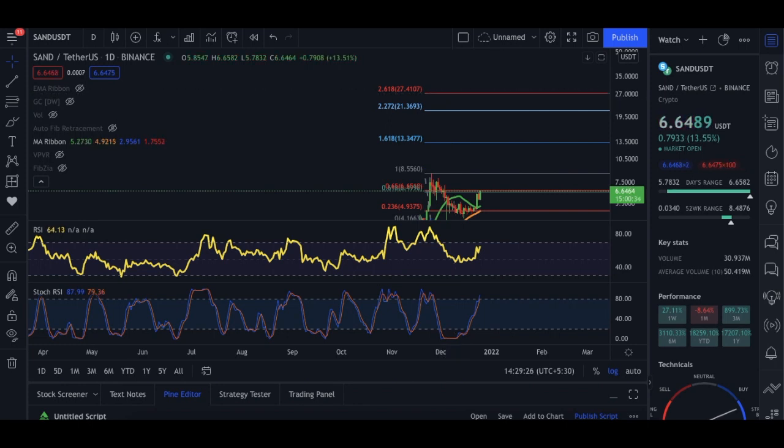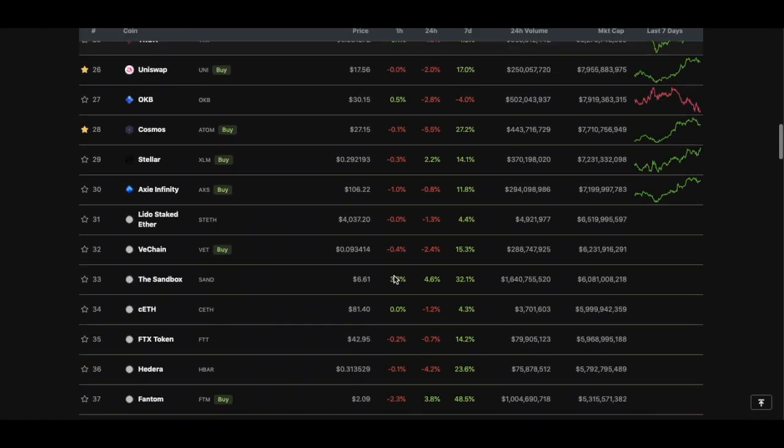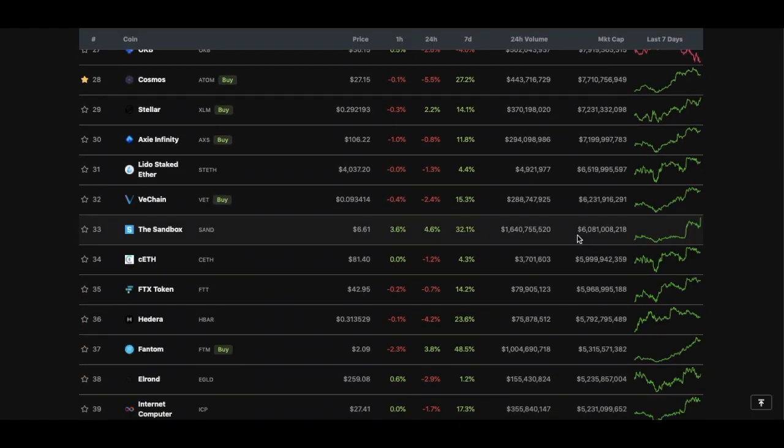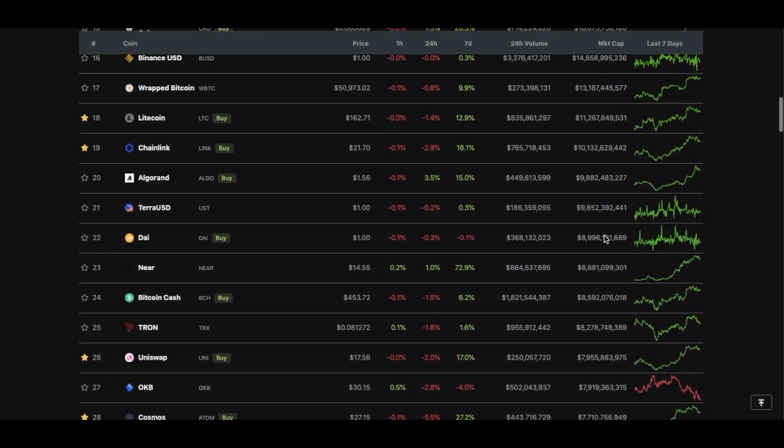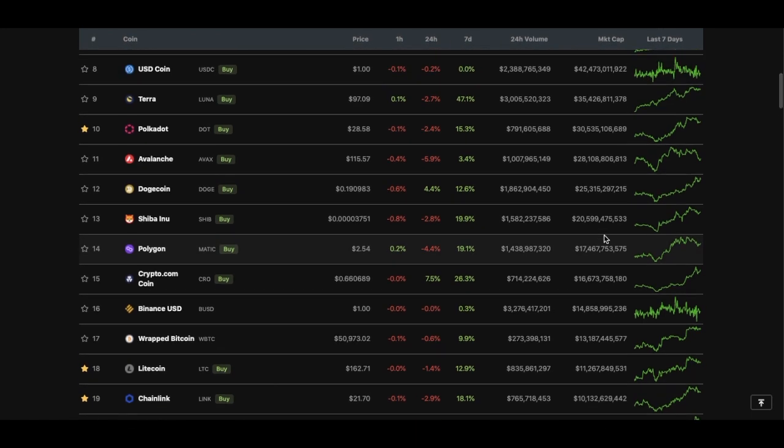Where would that take the total market cap? Currently the Sandbox market cap is at about $6 billion. So if we see another 3x, it will take the market cap to about $18 billion, and that would take Sandbox to the top 13 coins, which I feel is very possible and likely, given the interest that the corporates are showing in the Sandbox Metaverse as well.